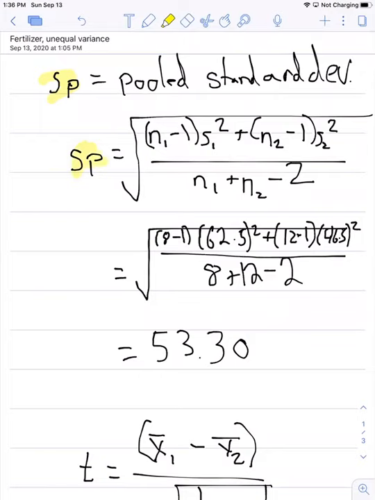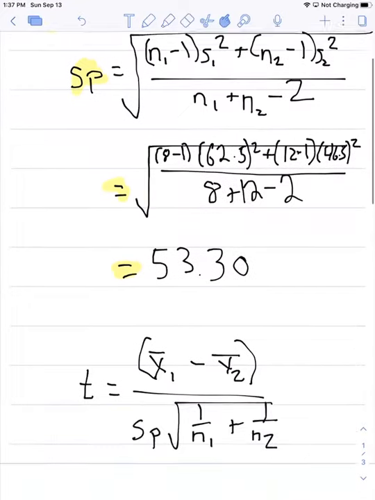And so we need to know the number of observations in each sample. We need to know the variance in each sample, and we can calculate that. I've done all the calculations here in this table, in this row. I've got all my numbers from my fertilizer data set, I will plug them in there, and I can calculate the final pooled standard deviation of 43.30. Remember, that's in bushels per acre for the fertilizer data set.